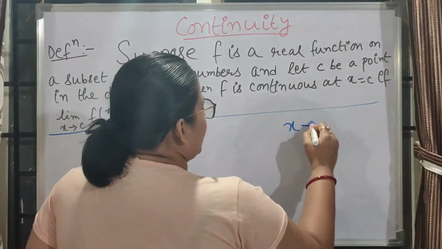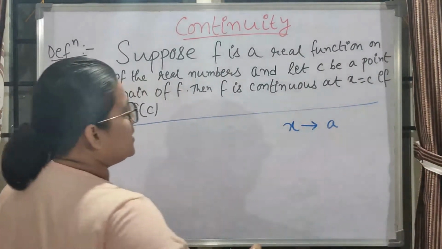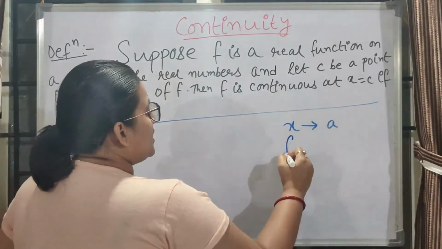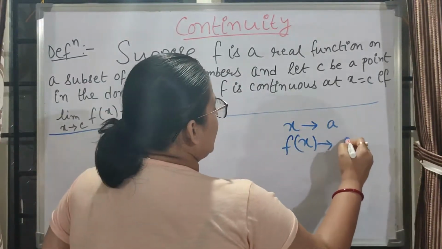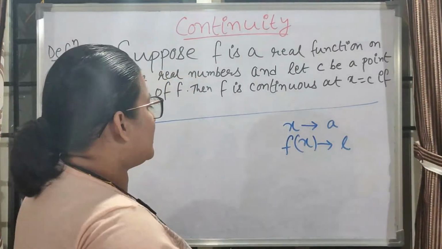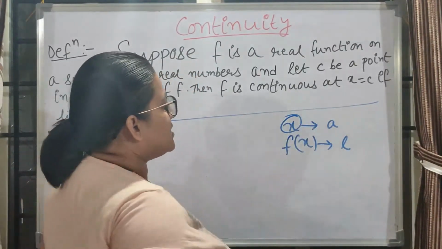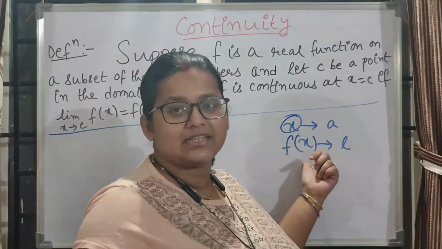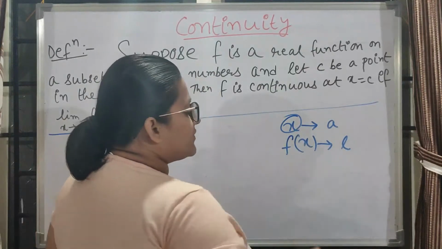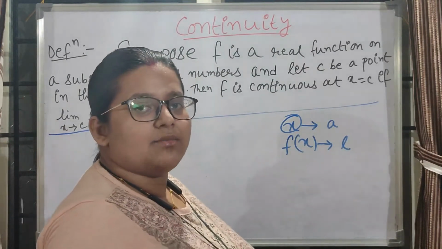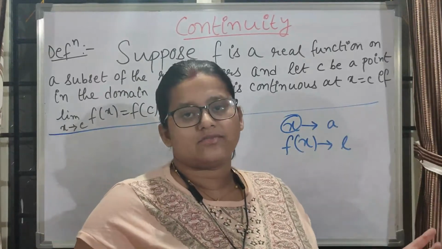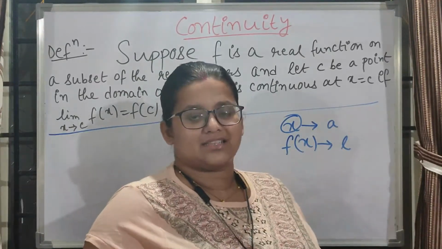Limit is basically whenever any value of x is tending to a real number, correspondingly the functional value also will tend to some other number. That means, for any small changes of x, f of x also will change to another value. So if I talk about the left hand limit and right hand limit, we know the definition is: if the left hand limit and right hand limit are equal, then we can say the function limit exists.